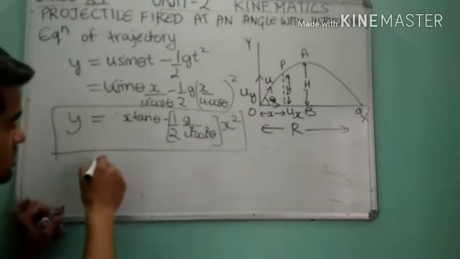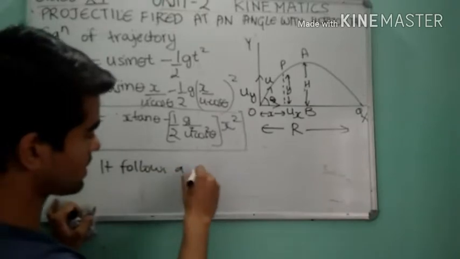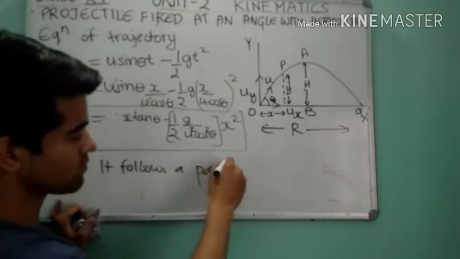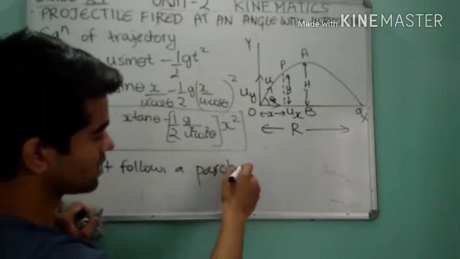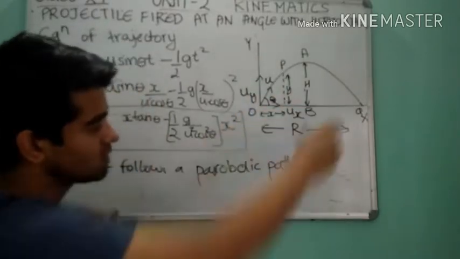From this equation, it is clear that it follows a parabolic path because of the x square term. y is proportional to x square, which is the equation of a parabola. So the trajectory is a parabolic path. You can see it in the figure.